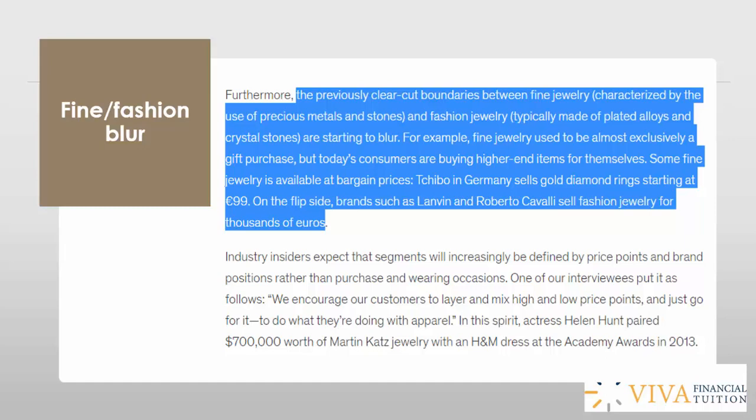One of the interviewees in the study put it as follows: "We encourage our customers to layer and mix high and low price points and just go for it to do what they're doing with apparel." In this spirit, actress Helen Hunt recently paired $700,000 worth of Martin Katz jewellery with a H&M dress at the Academy Awards in 2013. So there is a kind of a blurring of the lines. They're not so clean cut as you might think between fine and fashion jewellery. It's not clear if that's actually really spilling over into the APAC region just yet, but it is something to bear in mind moving forward.